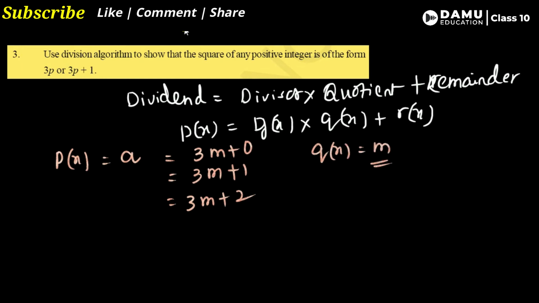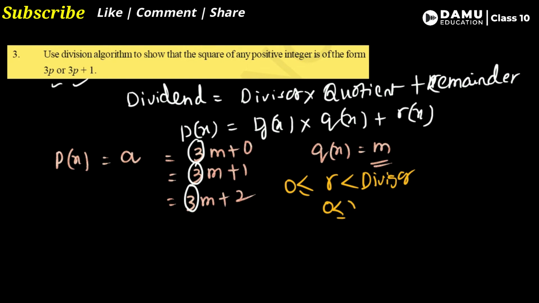The remainder here is r. The remainder will be less than 3, because here the divisor 3 is given, so we are taking the numbers with 3. So the remainder will be greater than or equal to 0 and less than the divisor. The divisor is 3, so 0 is less than or equal to r, and r is less than 3. That means the remainders will be 0, 1, 2. Only those cases.